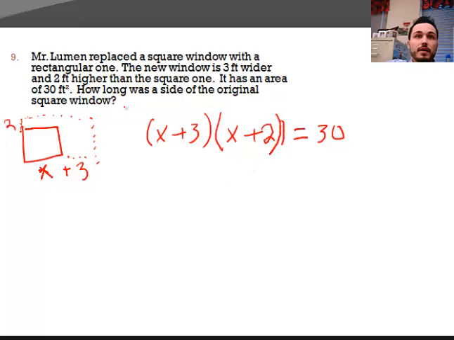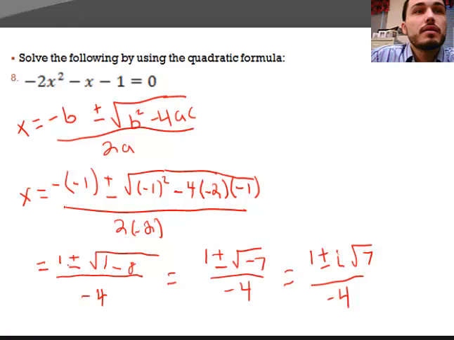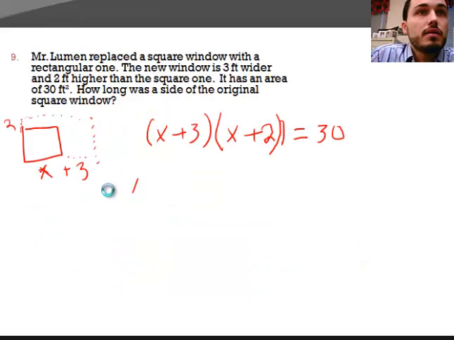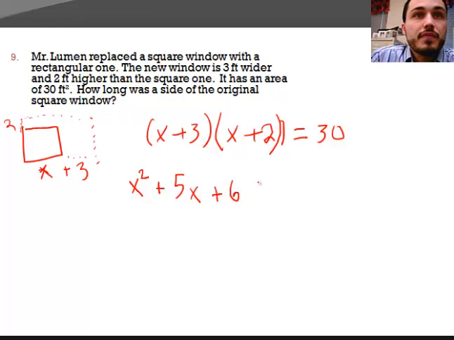Well, I'm going to need to FOIL this, and then I'm going to need to solve it. I've got x squared, plus 2x plus 3x makes plus 5x. I'm simplifying already here. And 3 times 2 is 6. If you lost what just happened there, x times 2 is 2x. 3 times x is 3x. Those make 5x. And this equals 30.